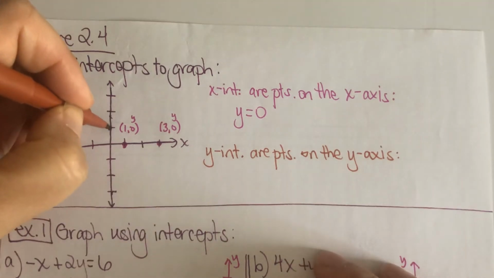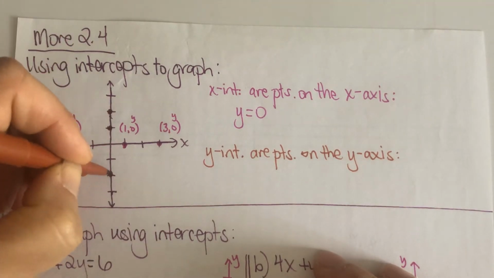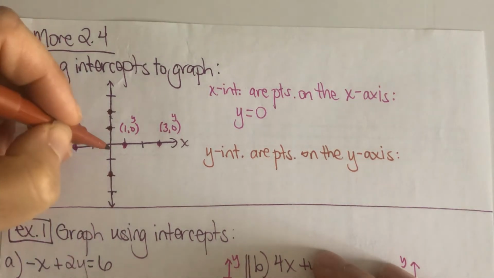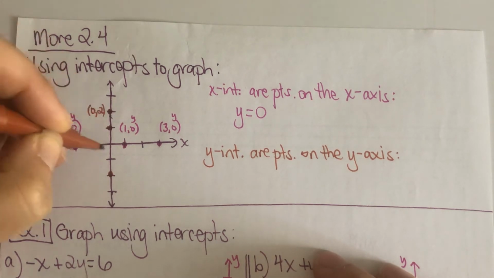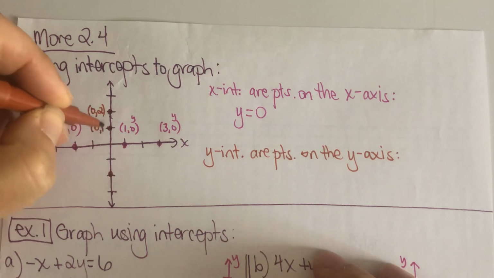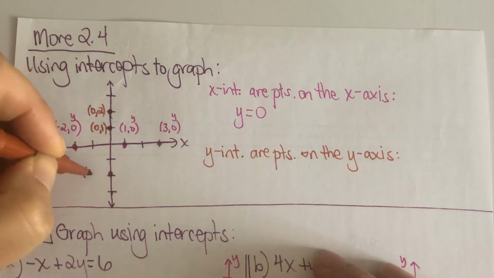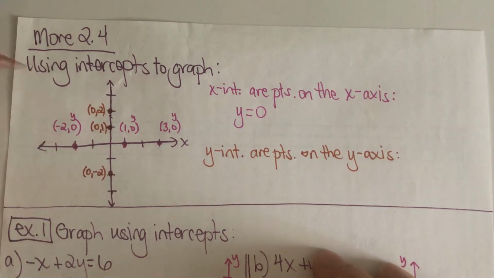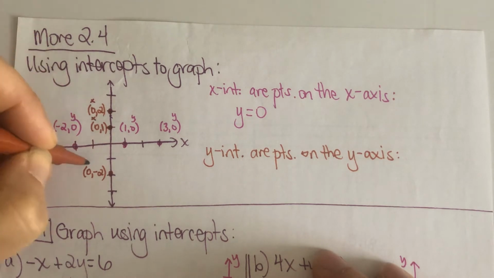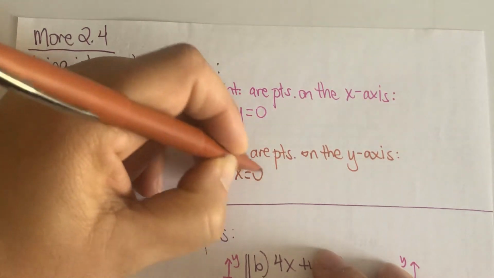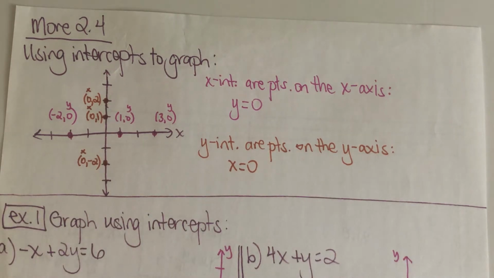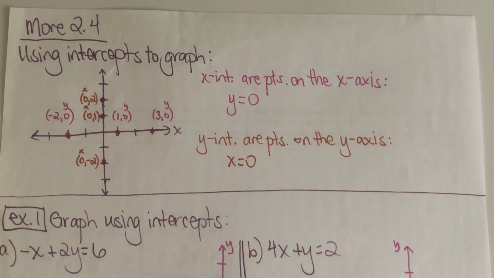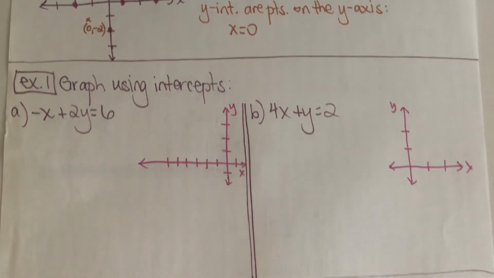So if I just randomly pick some points on the y-axis and label them, this is over 0 and up 2. This is over 0 and up 1, and this is over 0 and down 2. These all have the x value equal to 0. Okay, so that's just to help you if you forget which one's which. You can go through that exercise on a quiz or a test. So go ahead and copy this down.